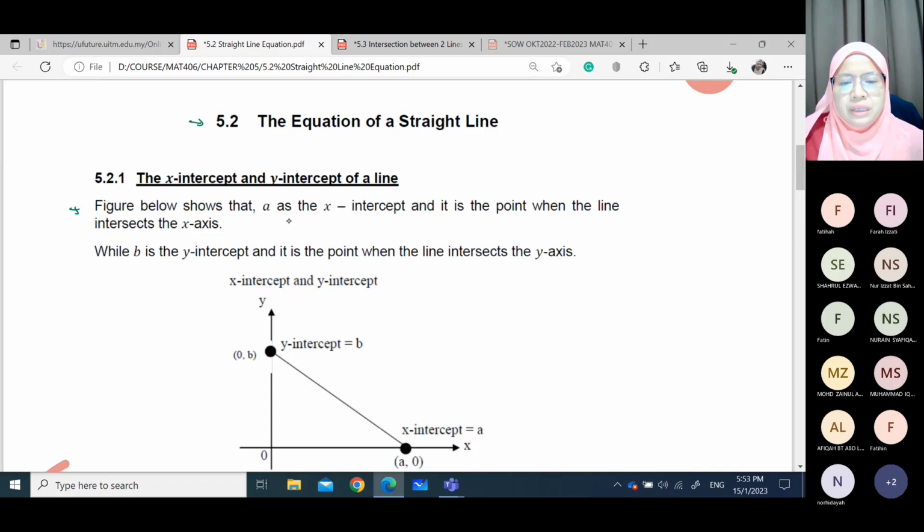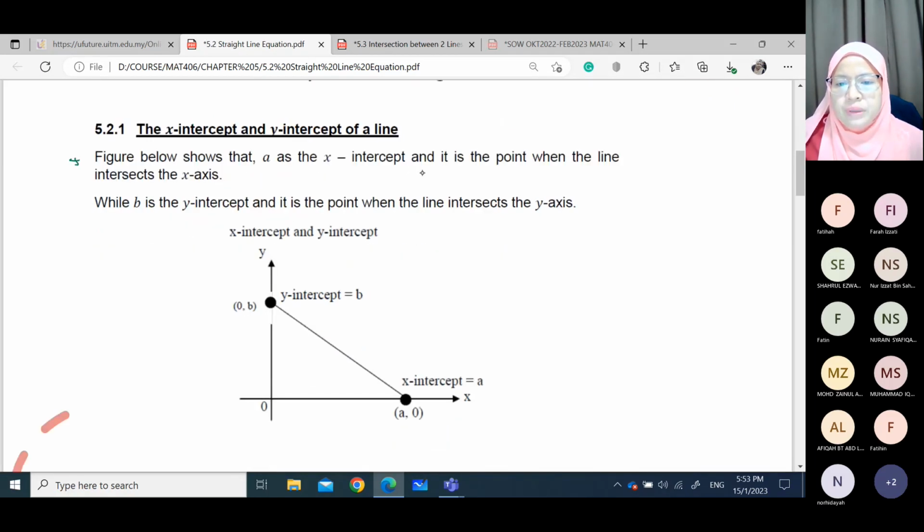So figure below shows that A is the x-intercept and it is the point when the line intersects the x-axis, okay? While B is the y-intercept and it is the point when the line intersects the y-axis, okay? So in straight line, we have a y-intercept and x-intercept. Maksud y-intercept adalah straight line yang melepasi pada paksi y dan juga garisan ataupun straight line yang melepasi pada paksi x. Okay, so itu kita panggil sebagai y-intercept and x-intercept.